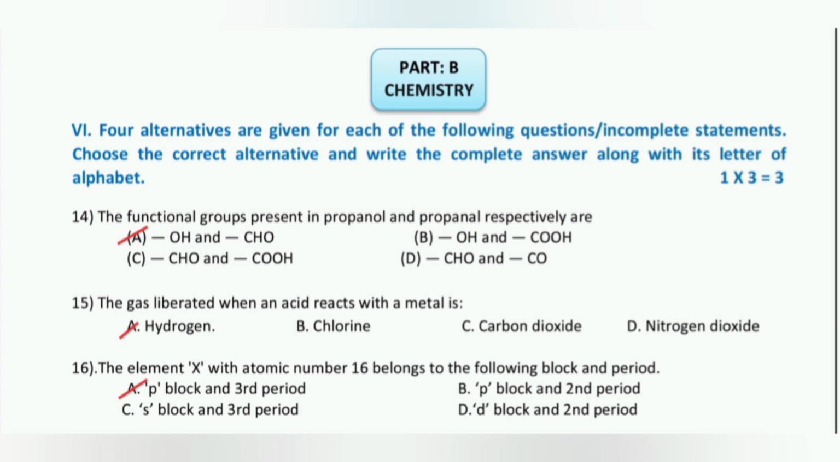The gas liberated when an acid reacts with a metal is hydrogen gas. Hydrogen gas is liberated when acid reacts with a metal.